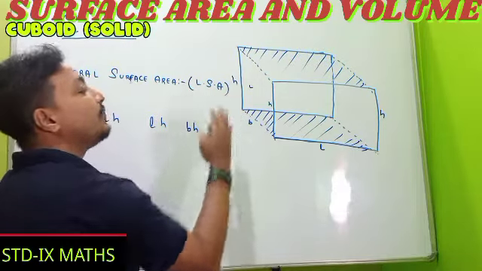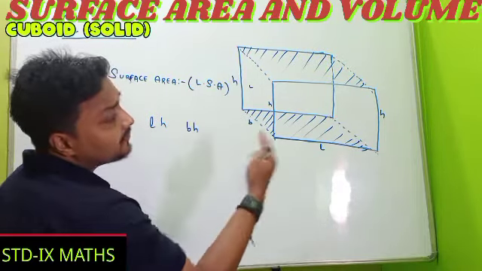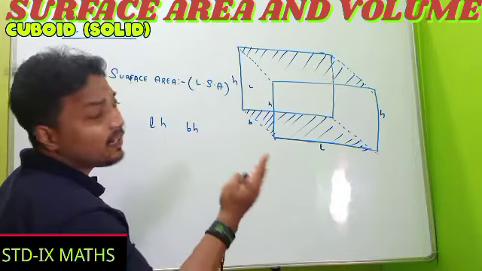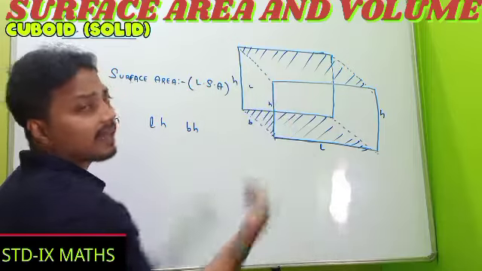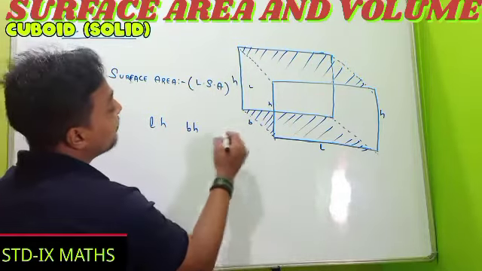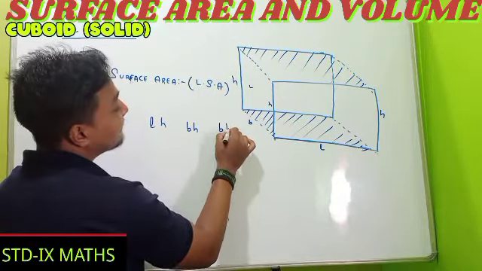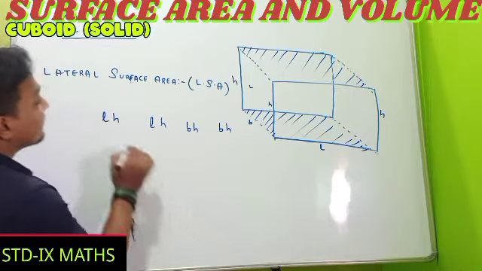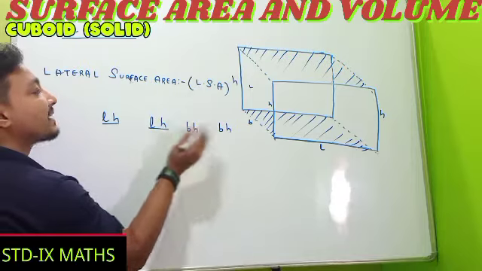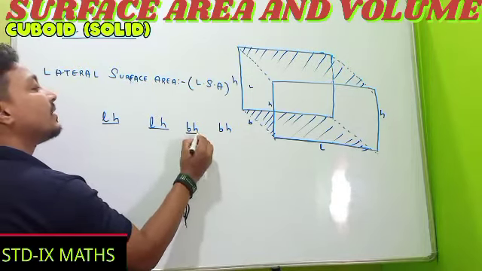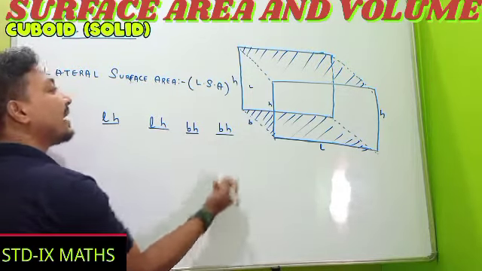And the left side face and the right side face both have equal area, because both are equal to one another. So for the right side one, it is also BH. So it means it is the area of the front one, the area of the back side, the area of the left side, and the area of the right side.